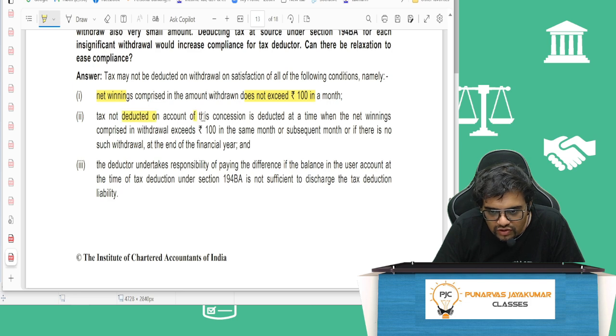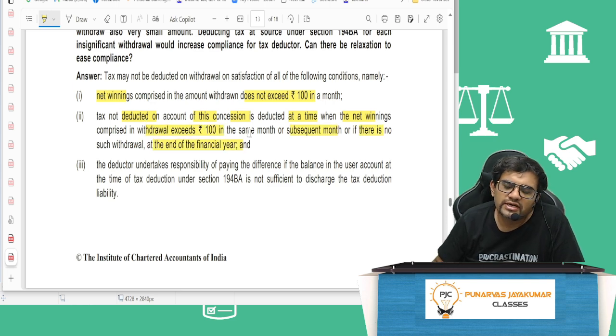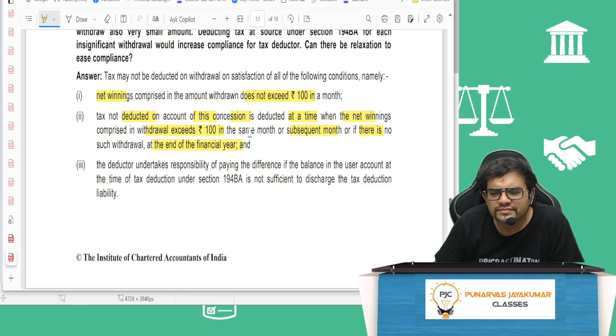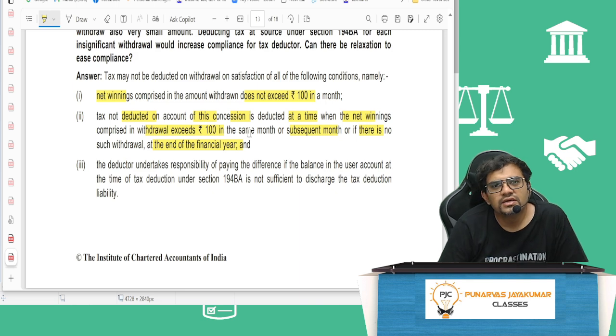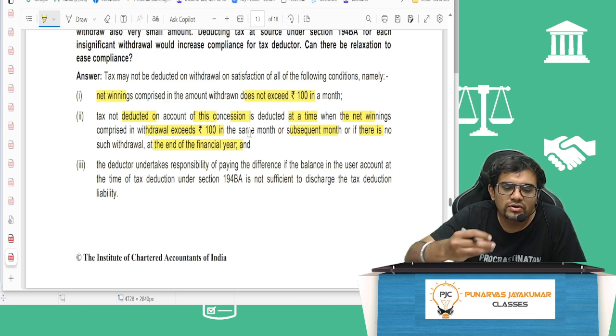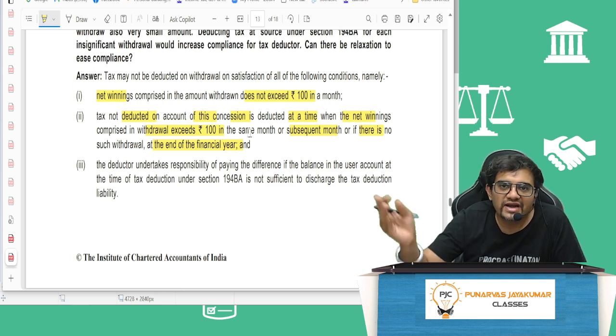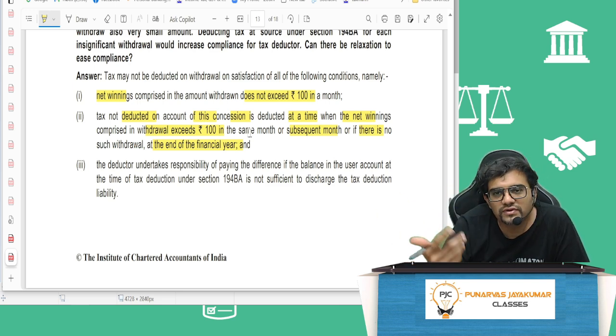Tax not deducted on account of this concession is deducted at the time when the net winnings exceed 100 in the same month, or at the end of the financial year. So they are trying to tell that if it is less than 100 and you have not deducted tax, and in the end he is withdrawing less than 100 rupees, no problem. And in case every time he is winning 100, 110, 120, 90, 70 like that, and in the end you have not deducted because the amount is less than 100 rupees, but if you add everything, it is coming up to some amount which you have to deduct.